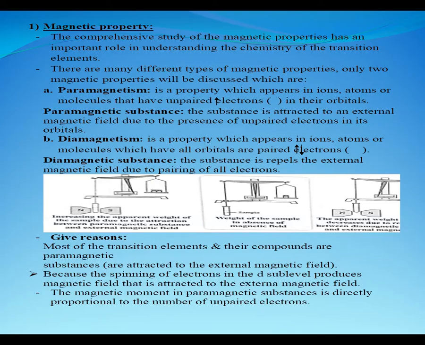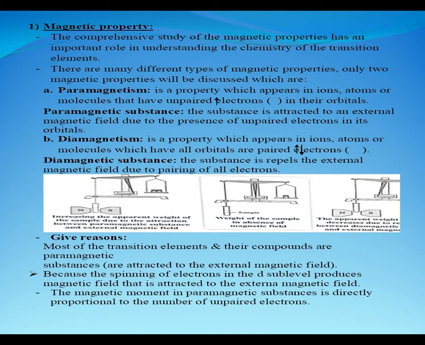And diamagnetism, this is a property which appears in ions, atoms or molecules which have all orbitals with paired electrons. Diamagnetic substances are the substances which repel the external magnetic field due to the pairing of all electrons. For example, we have give reason questions. Most transition elements and their compounds are paramagnetic substances.